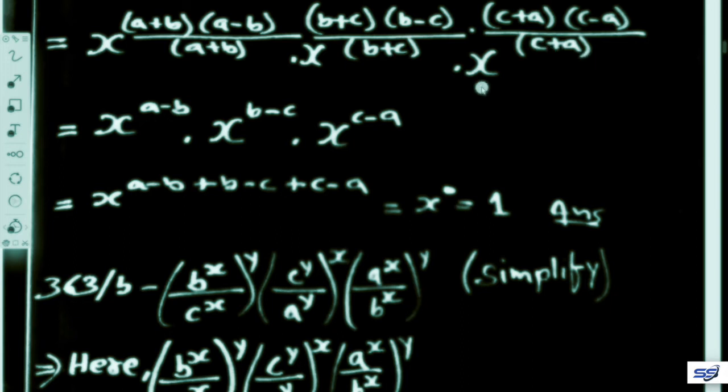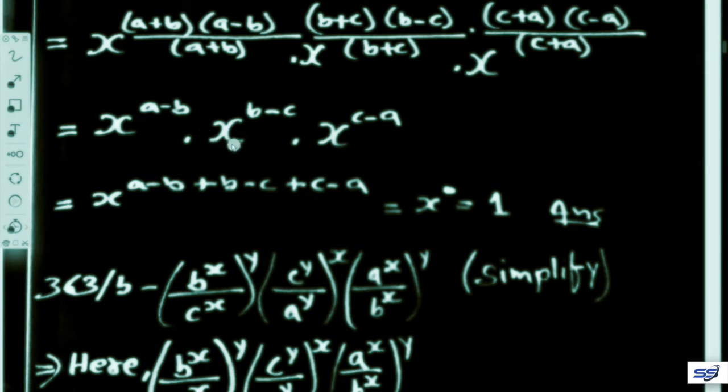Again here into x power c plus a, c minus a upon c plus a. Now c plus a cancel each other. Only the rest remains: x power a minus b, this one, x power a minus b, again here, x power b minus c into x power c minus a.